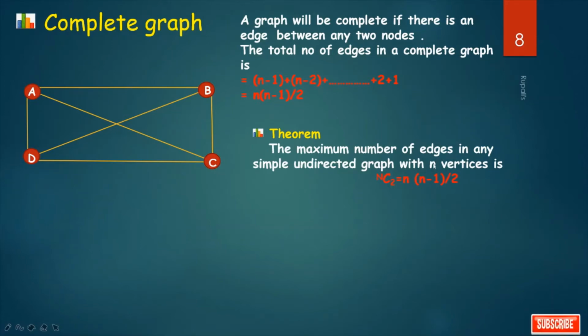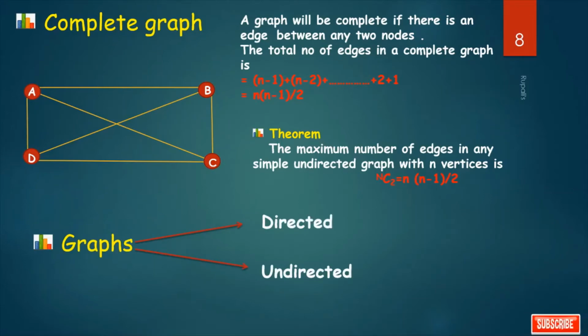So if there are n vertices, then the number of edges is nC2, because two nodes are required for creating one edge. So the total number of edges will be nC2, that is n into (n minus 1) by 2. Graphs are of two types, directed graph and undirected graph.